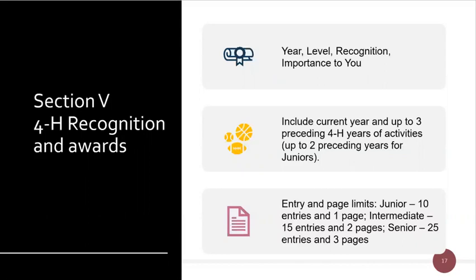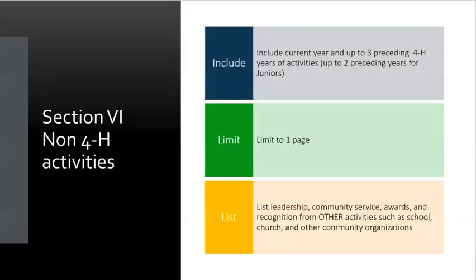All right, let's look at the next section. Section 6. This is going to be an area where you can list all your non-4-H activities. Okay, you have 1 page, so you'll probably need to summarize. But this section allows you to show off any school activities, church, Boy Scouts, Girl Scouts, other youth organization activities, maybe leadership in other organizations, community service, and awards and recognition outside of 4-H. So this would be a good area.